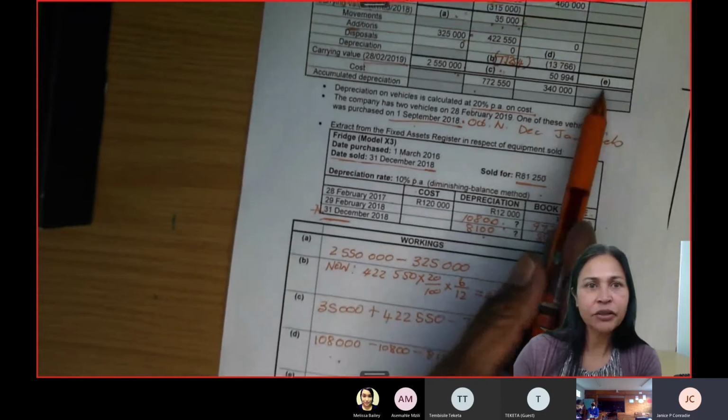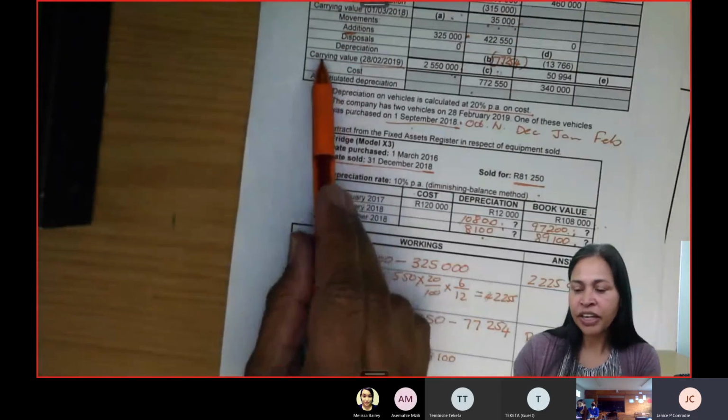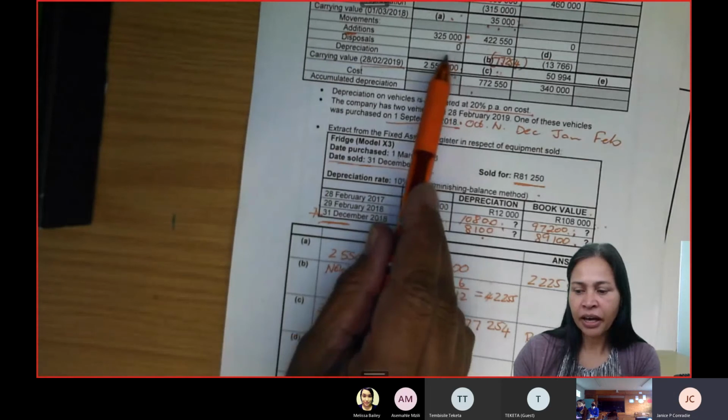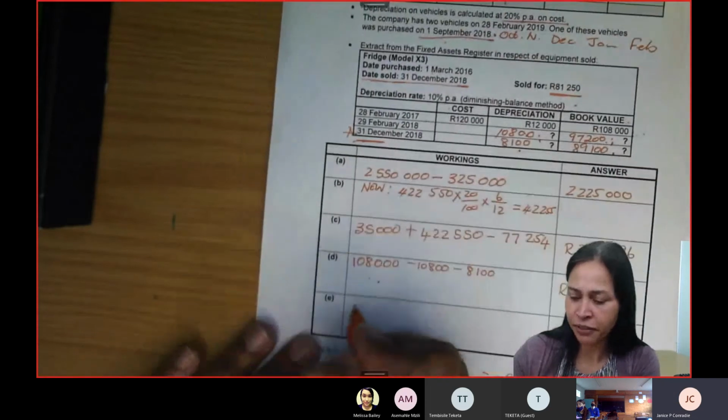E is straightforward again. Look at the carrying value line. I have carrying value of 2,550,000.